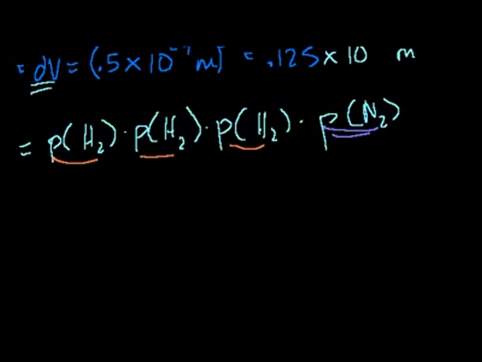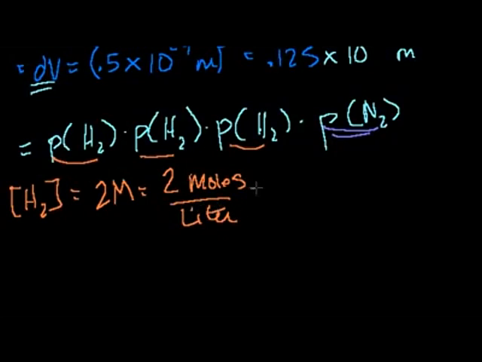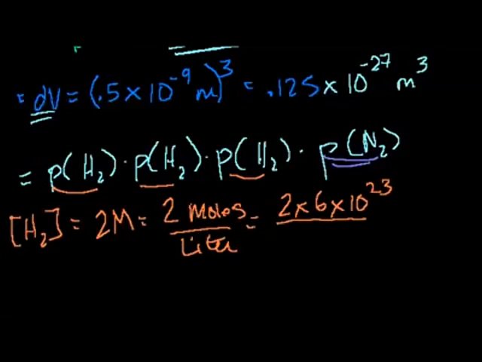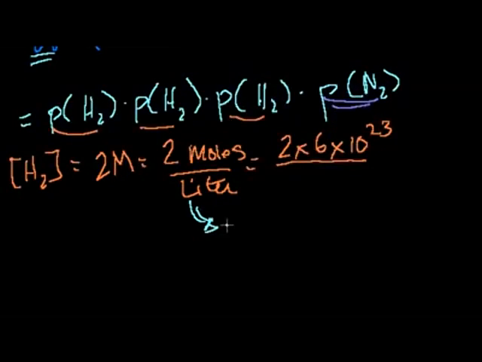So the concentration of hydrogen is equal to 2 molar, which is 2 moles per liter, which is equal to 2 times 6 times 10 to the 23rd power. Moles is just a number, divided by liters. So 1 liter, we could write it in meters cubed, or we could just make the conversion. 1 liter is equal to 1 times 10 to the minus 3 meters cubed. If you take a meter cubed, you can put 1,000 liters in there.